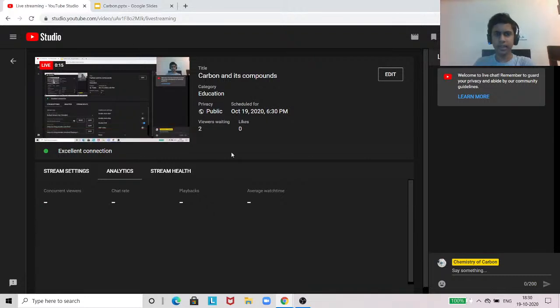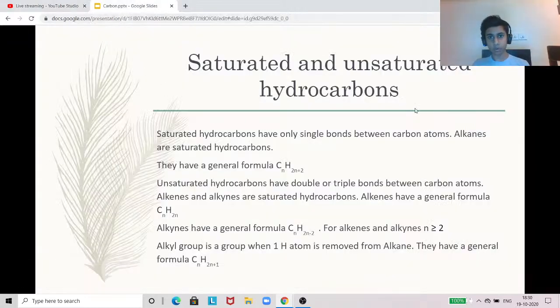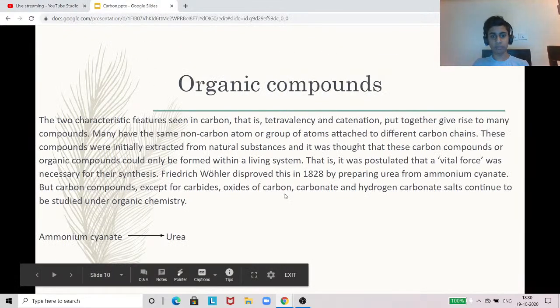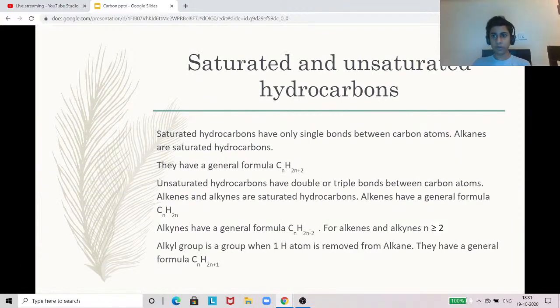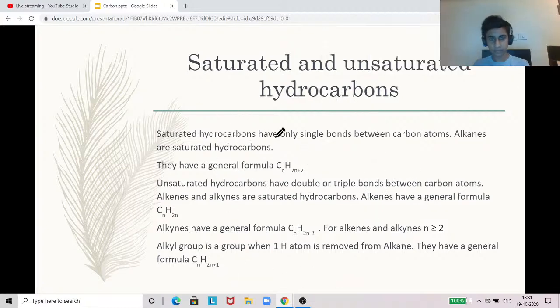So today we're going to look at some more topics which are very interesting and are the basics of organic chemistry. We covered organic compounds in the previous session. Today we're going to look at saturated and unsaturated hydrocarbons. So, what are saturated and unsaturated hydrocarbons?